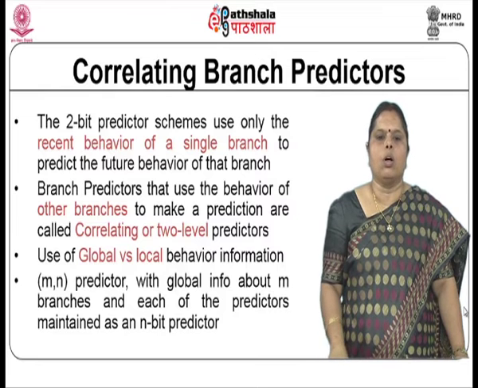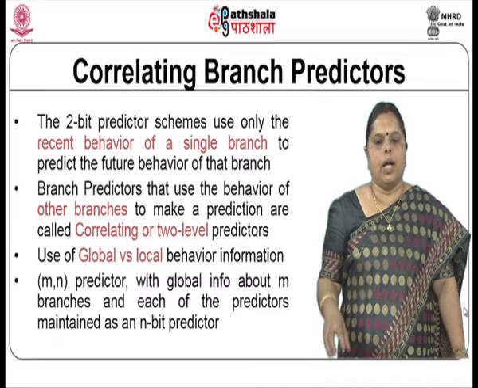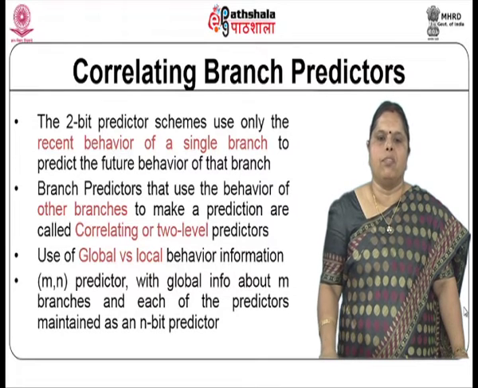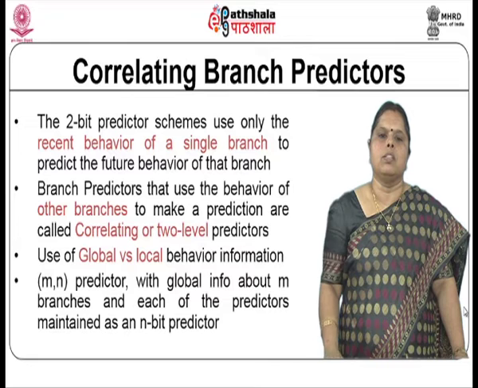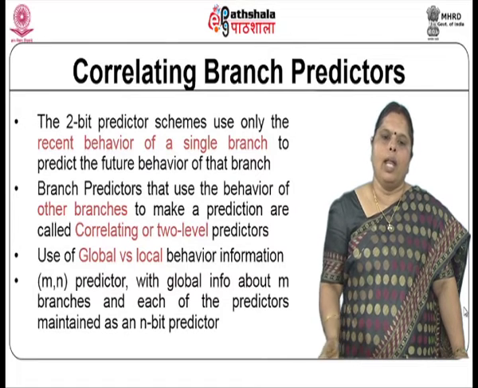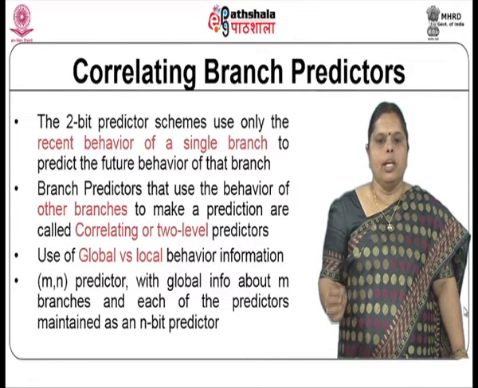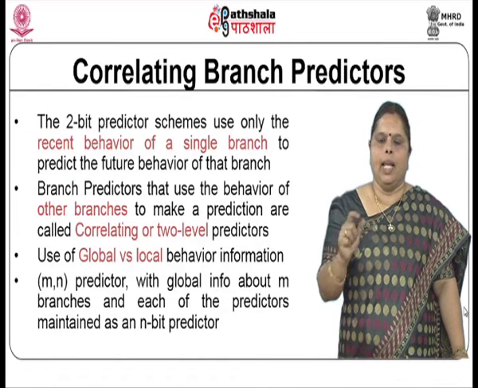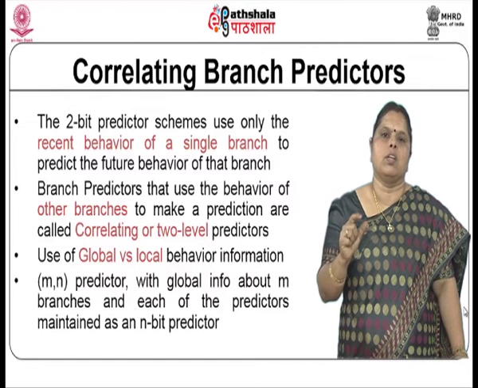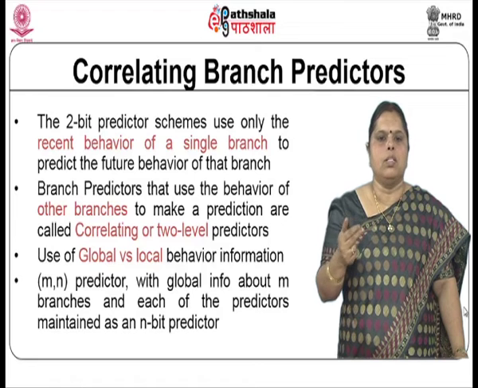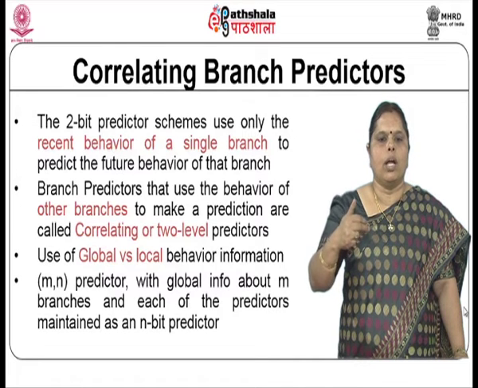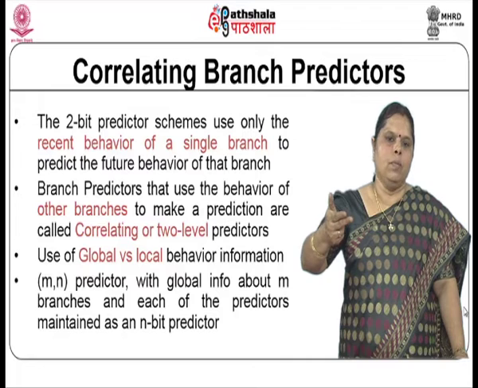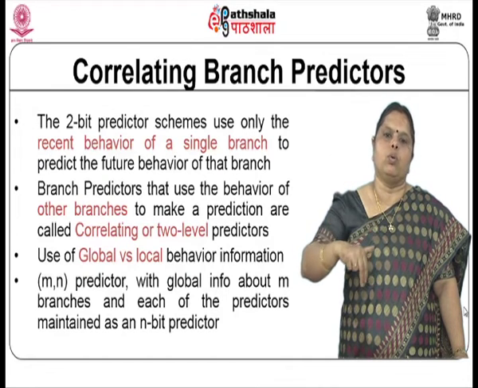So you generally talk about an (m, n) predictor, which is a correlating predictor, where the predictor maintains global information about m different branches, and each of these branches is implemented as an n-bit predictor. So n will always be restricted to 1 or 2. Each of these individual predictors is implemented as either a 1-bit predictor or a 2-bit predictor, and m indicates how many global branch histories you are maintaining. For example, suppose m is equal to 2. When I make a decision about a particular branch, I am going to look at how the earlier 2 branches got executed, and depending upon their behavior, I will decide about the behavior of this branch.